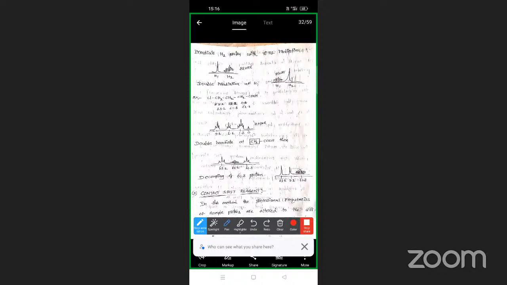So to know whether there is a proton or not, we'll apply this double irradiation technique. Okay, and one more example we'll see here.